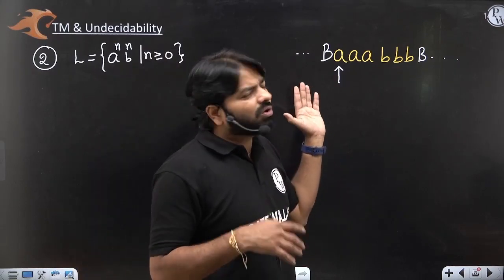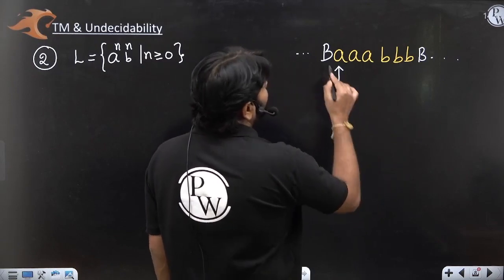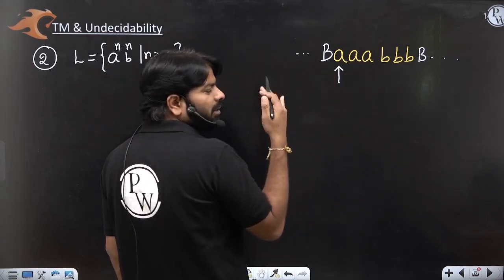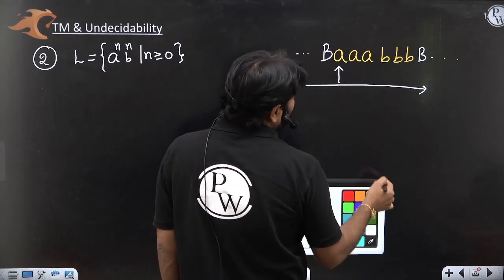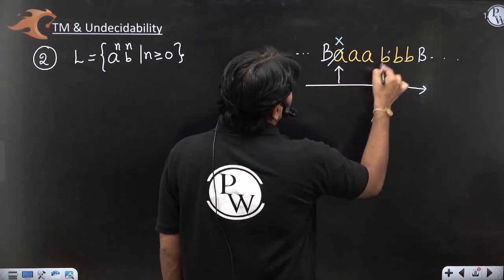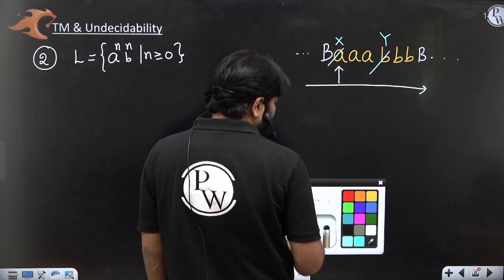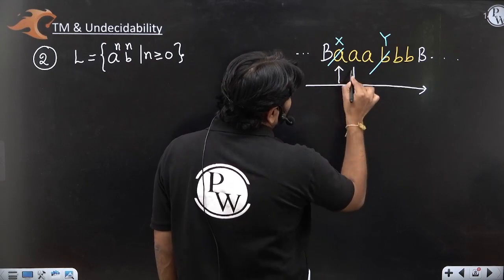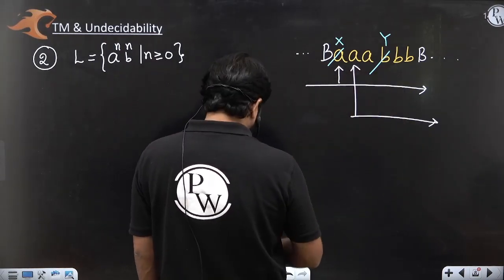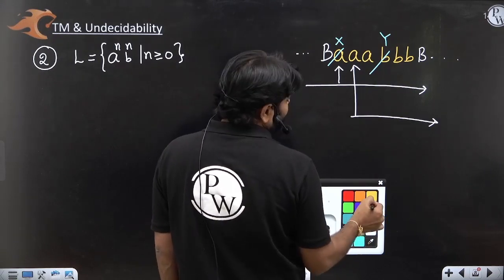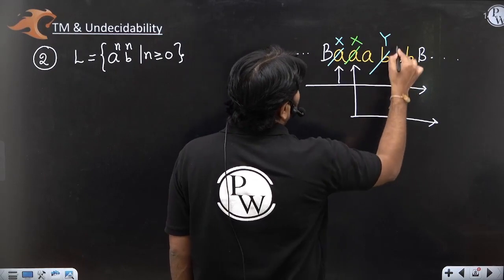So now you are going to do multiple scans. In each scan, you are going to compare one a and one b. Like in the first scan, this a will be replaced with x, and let's say this b will be replaced with y. And in the second scan, this a and this b should be tracked somehow. This a should be replaced with x and this b replaced with y.